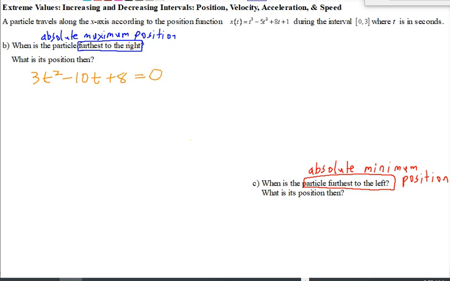And then you can factor that. So, factors of 24, 8 times 3, whose sum is negative 10. That would be negative 6 and negative 4. You can use those to split up the middle term. So we've got 3t squared minus 6t minus 4t plus 8.